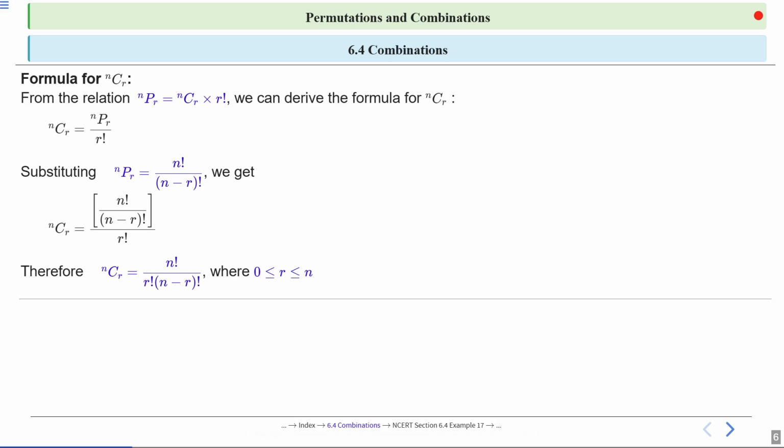And finally, we have derived the formula for combinations. nCr is equal to n factorial upon r factorial times (n minus r) factorial. Here the condition is given that 0 is less than or equal to r, which is less than or equal to n.